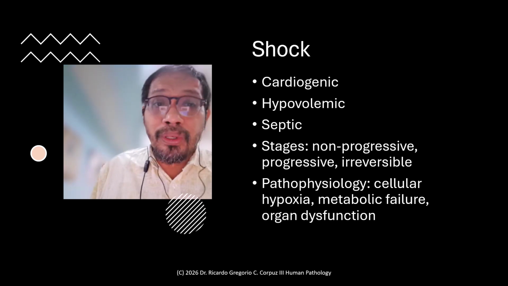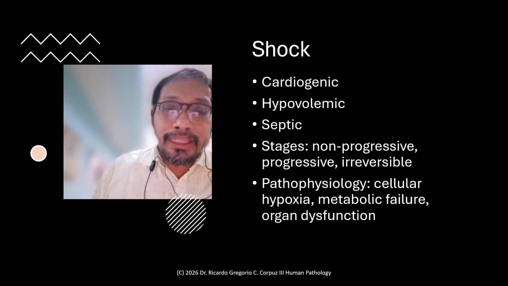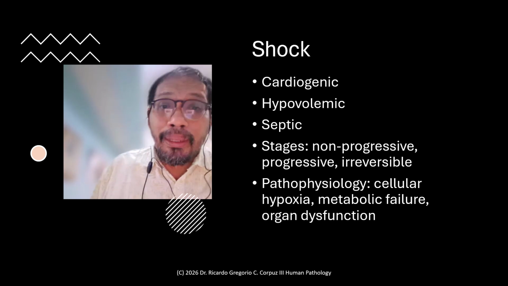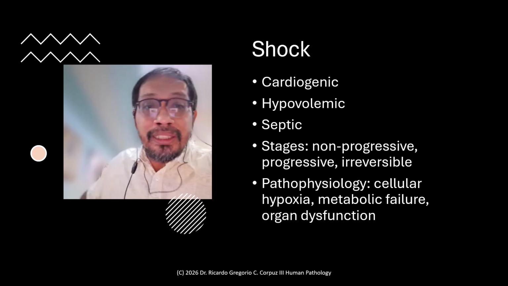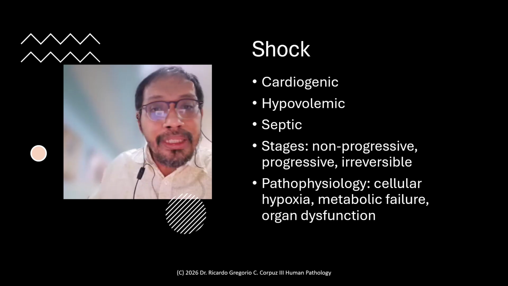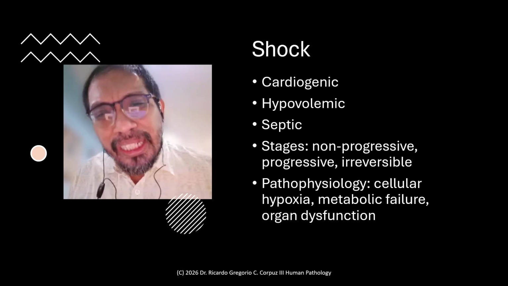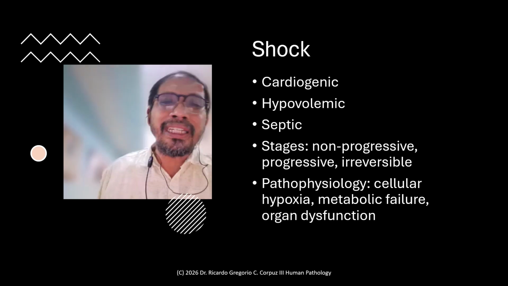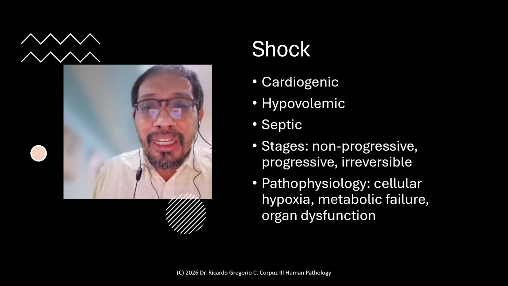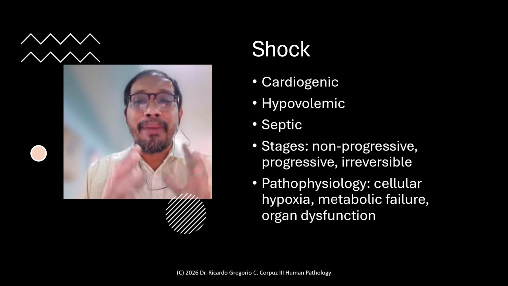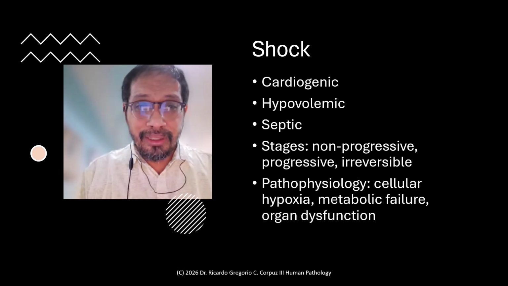Maldistribution of blood flow, so even normal or high cardiac output fails to perfuse tissue effectively. Metabolic derangement, including insulin resistance and mitochondrial dysfunction. Organ dysfunction, especially acute respiratory distress syndrome, or ARDS, and acute kidney injury, or AKI. The combination of vasodilation, capillary leak, and microthrombi makes septic shock uniquely dangerous and difficult to reverse.